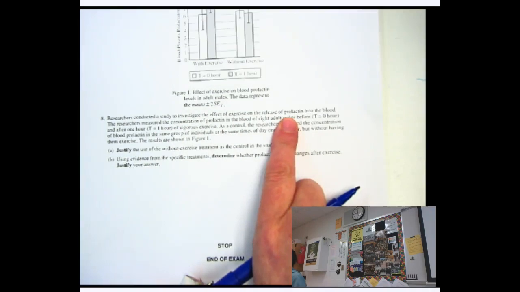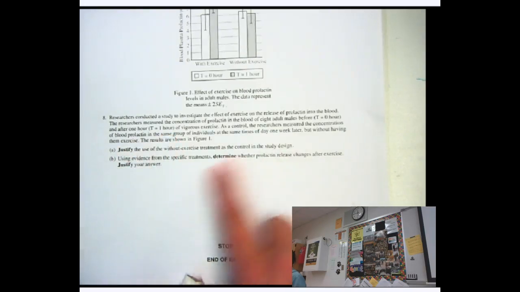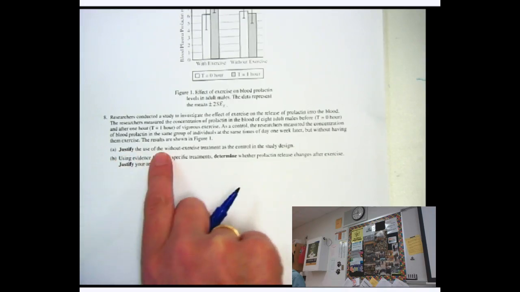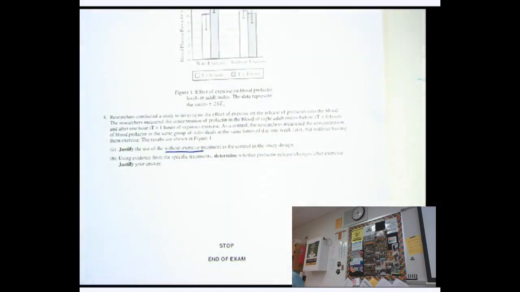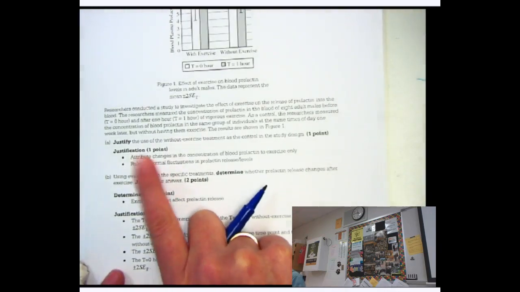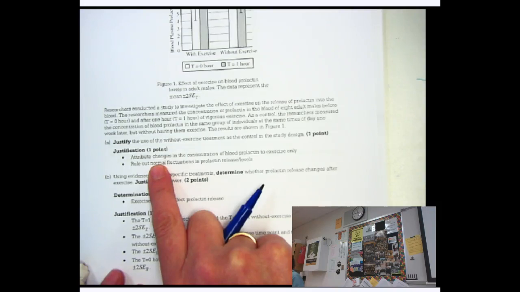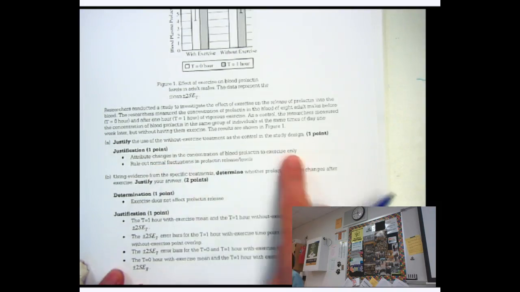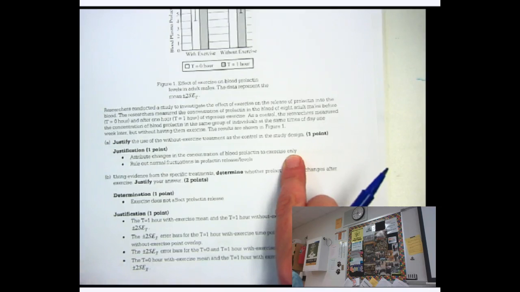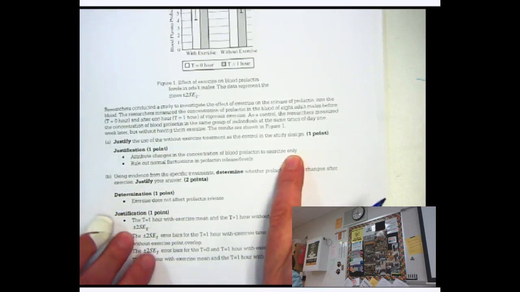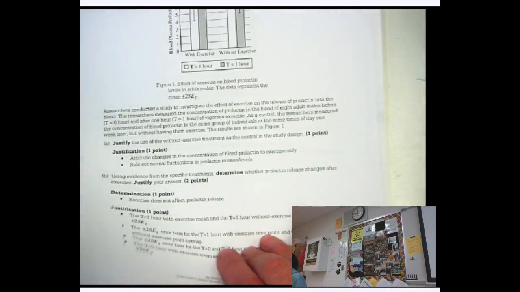They want to look at the release of prolactin in blood. They measured the concentration at 0 and 1 hours after exercise. And then we also have a control group. They want to justify the use of the without exercise treatment in the study design. So why would it be good to have a without exercise treatment? A way to compare results. So if there were changes in the exercise group, we could attribute those changes to exercise only. We need to have a control group for comparison. That also allows you to rule out normal fluctuations of prolactin that are not based on exercise.